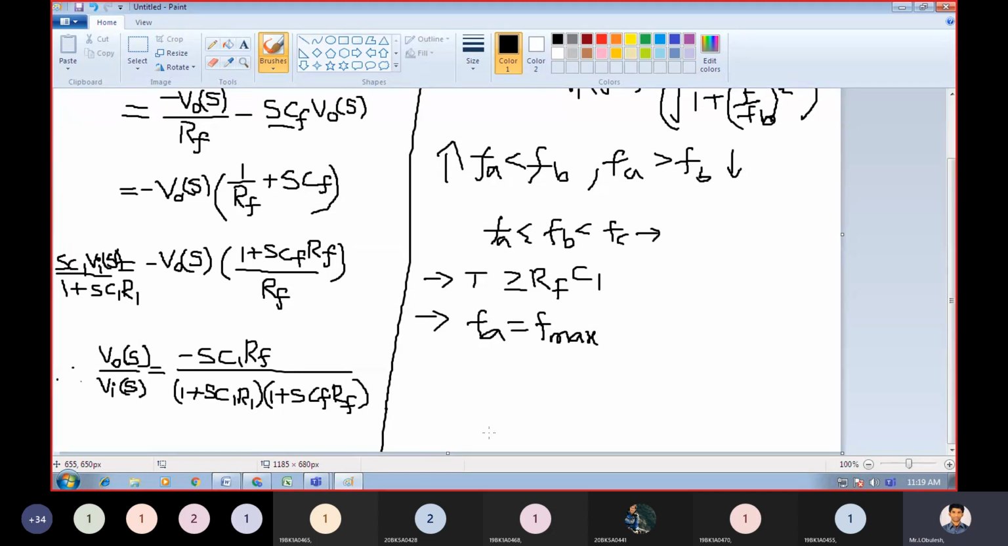Then the third condition, if the differentiator is a good one, is choose FB equal to 10 FA.